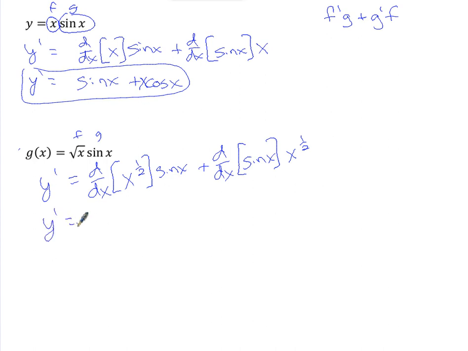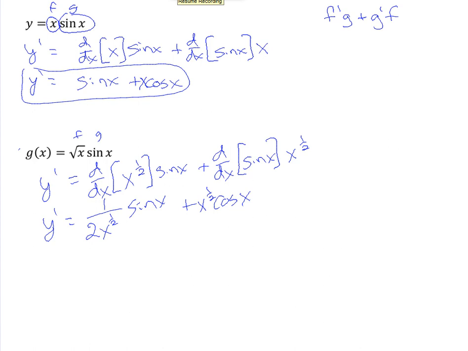y prime equals the derivative with respect to x of x to the 1/2, which is 1/2 x to the negative 1/2, right? Which you can rewrite as 1 over 2 x to the 1/2 times sine x. Plus the derivative with respect to x of sine x is cosine x. So that's cosine x times x to the 1/2, which I can write out front. Okay? Are we done?